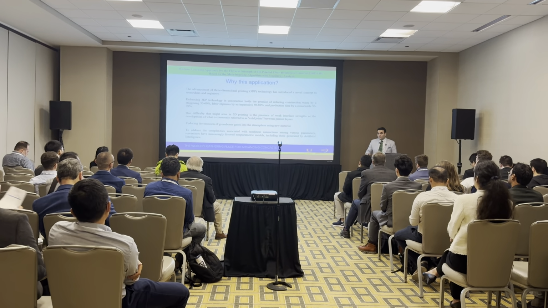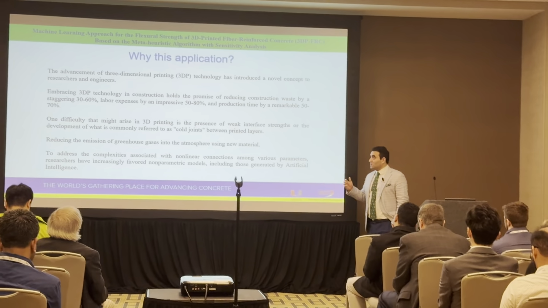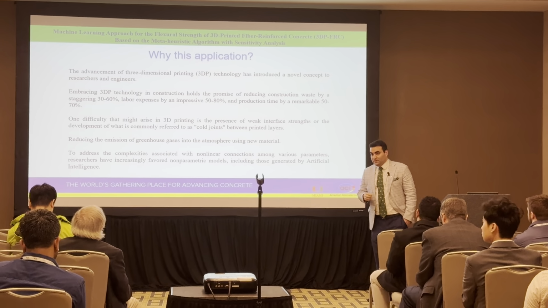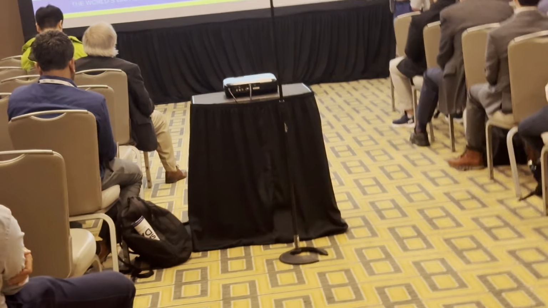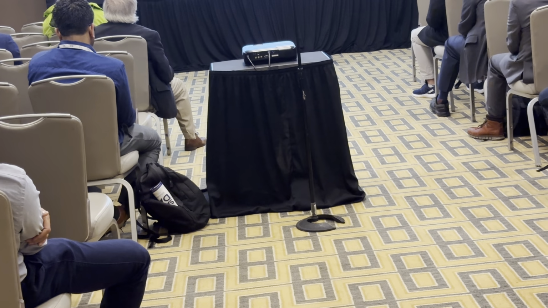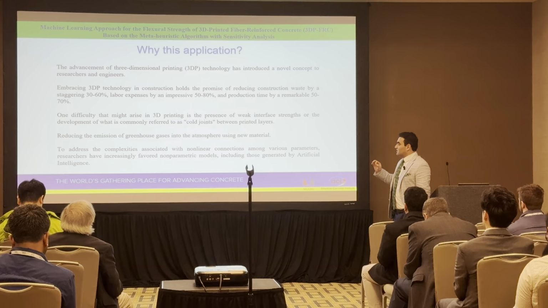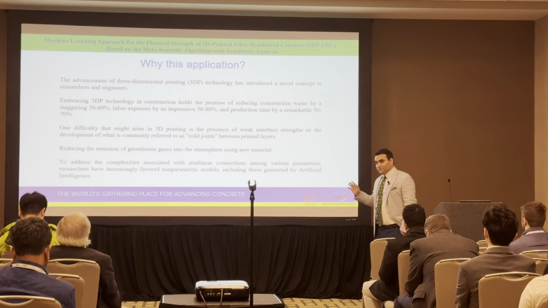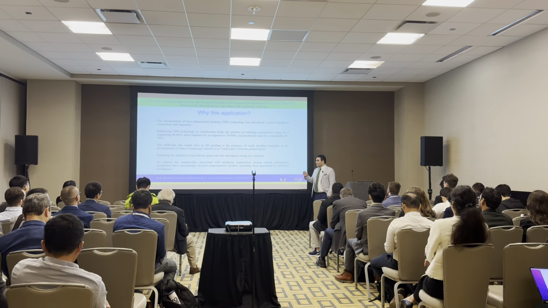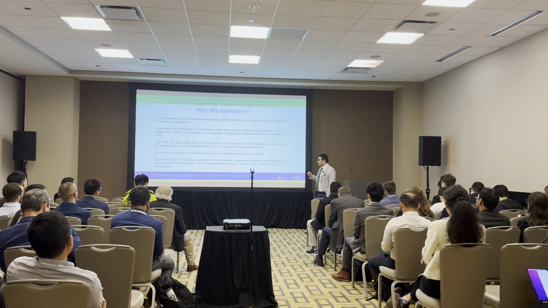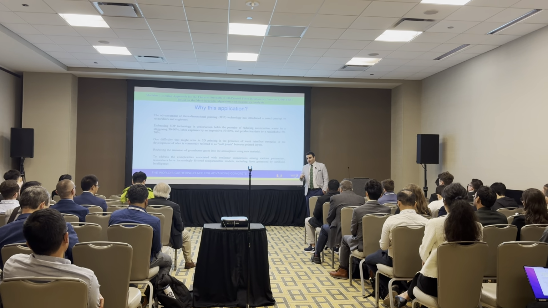Okay, now we are going to use this algorithm for our application. In our application, we want to use it for 3D printing first because it is a novel concept to researchers and engineers. It reduces a lot of things about labor expense, time, and cost; everything is good for 3D printing. And 3D printing has some problems, but when we use 3D printing, we believe that we can reduce the emission of greenhouse gases in the atmosphere.